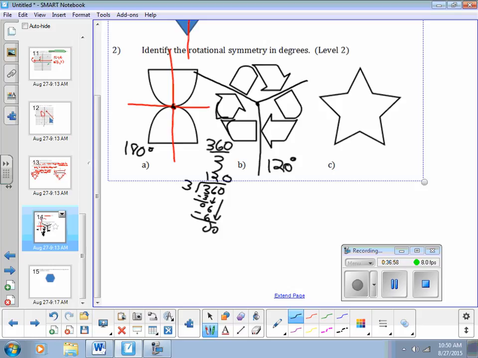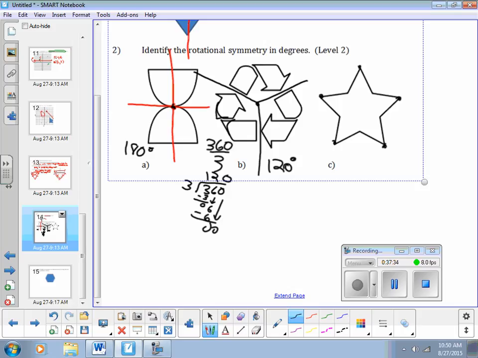Remember, it's asking us for that angle, okay? All right, identify the rotational symmetry in degrees. Is that last figure, does it have line symmetry that could be used for rotational symmetry? Yeah? How many do you see? 5? Okay. Where does each one start at? In the middle. Now these points are called vertices. Okay, the vertex of the star, right?